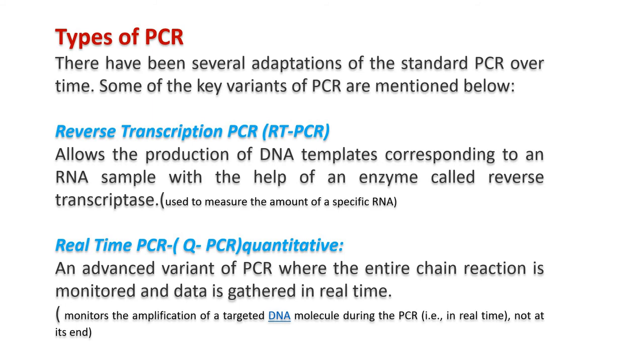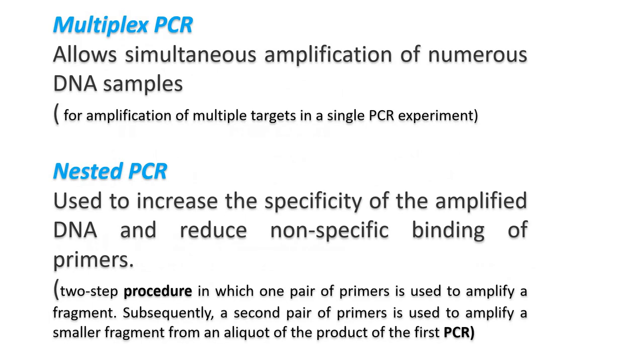اوكي. الريال تايم بي سي ار او يسموه quantitative بي سي ار هو طبعا advanced technique of بي سي ار، والفكره وين انه الانتاير تشين رياكشن البي سي ار نفس الستبس مالته monitored and the data is gathered in real time، يعني monitored with time، يعني مو at the end of the chain reaction، يعني monitoring the amplification process of the target template of DNA or molecule during the PCR steps in time, not at the end of the reaction or the process.